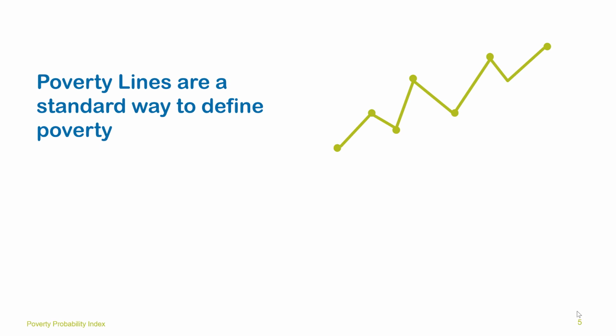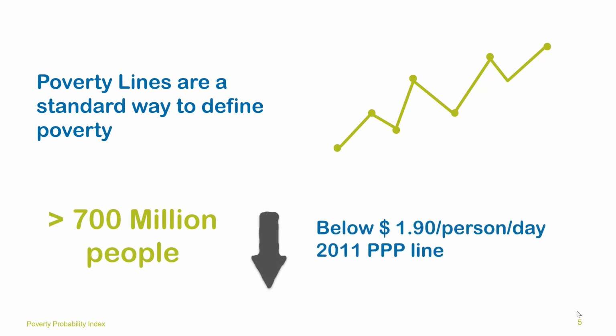The international community defines poverty in terms of poverty lines. These lines are typically defined in terms of the cost of consuming a basket of goods and services that meets the basic needs of a household. According to the World Bank, for example, more than 700 million people were below the extreme poverty line of $1.9 per person per day 2011 purchasing power parity in 2015.